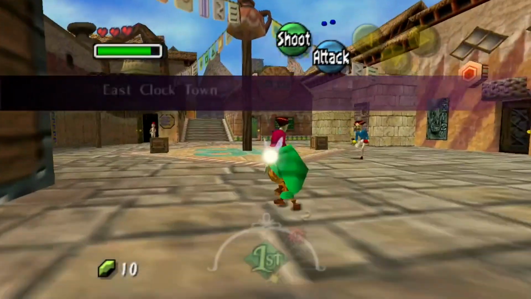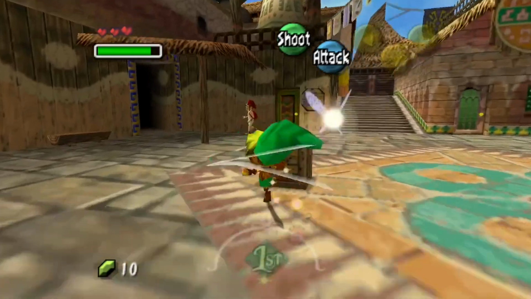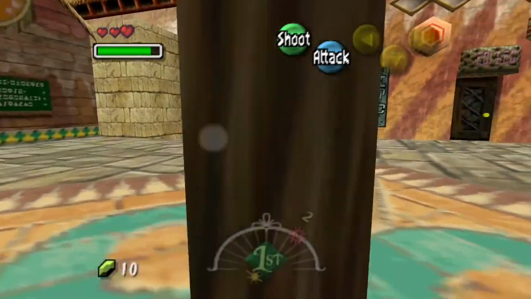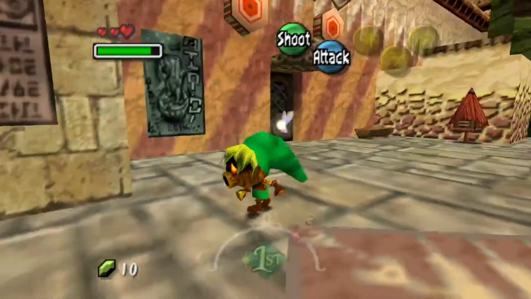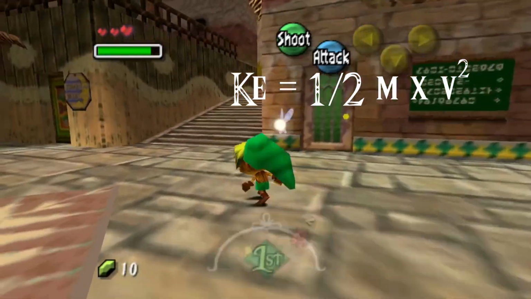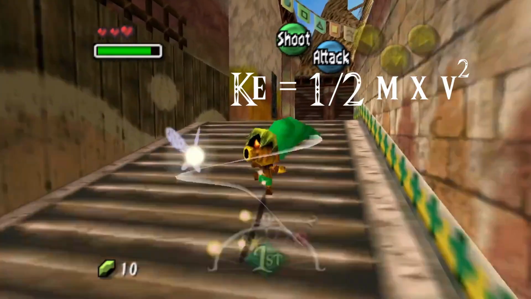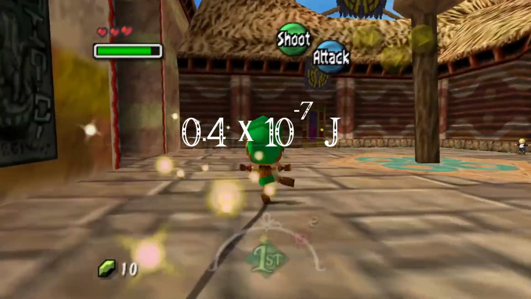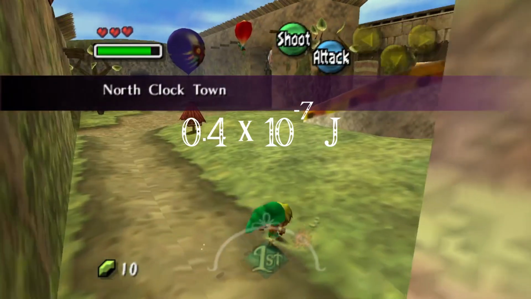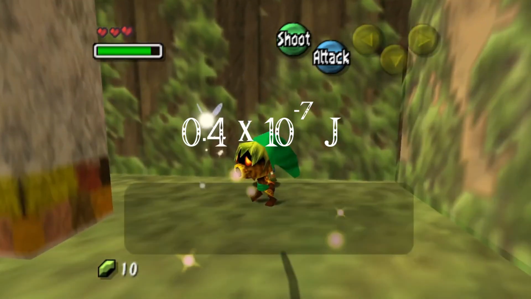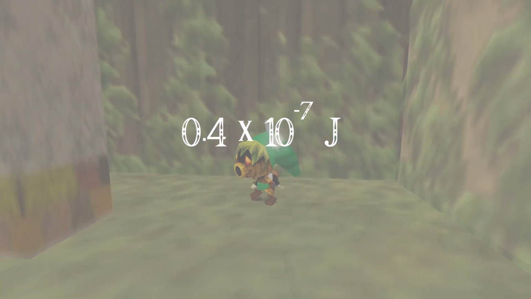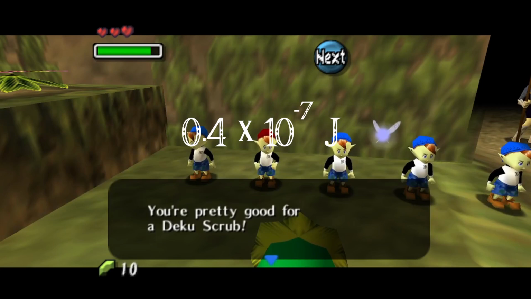Now that we have both the velocity and mass of the moon, we can go back to the kinetic energy equation and plug in mass and velocity, which comes out to 0.4 times 10 to the negative 7th joules. That is very weak. A stick of dynamite is more powerful than that.